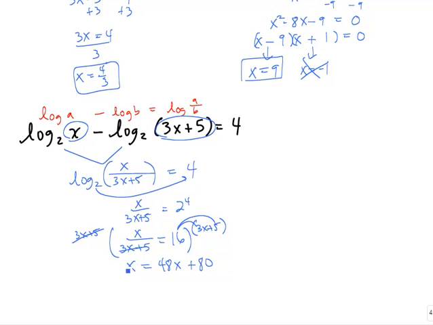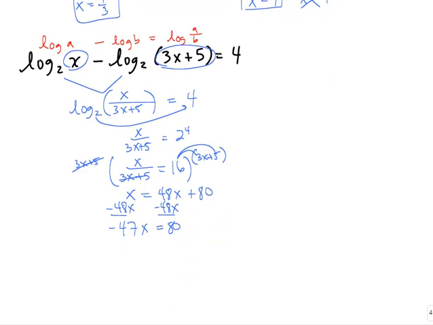So this is a linear equation, so we want to get our x's together. So let me go ahead and subtract 48x to the left side. That'll give me negative 47x equals 80. And to finish solving for x, I just divide through by negative 47. And we get x equals negative 80/47.